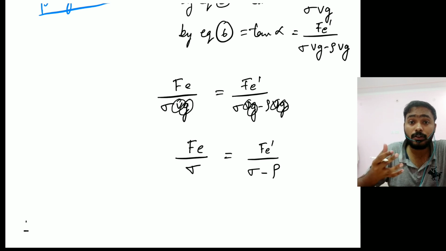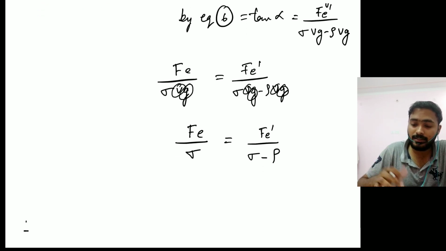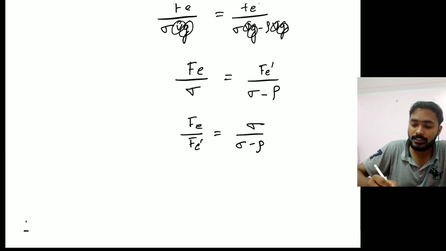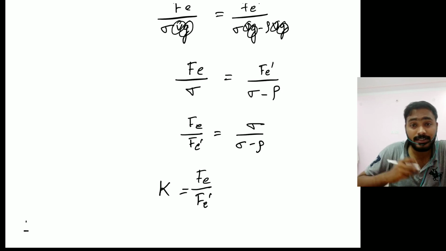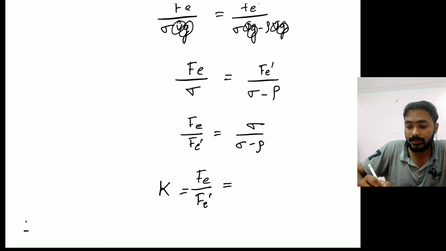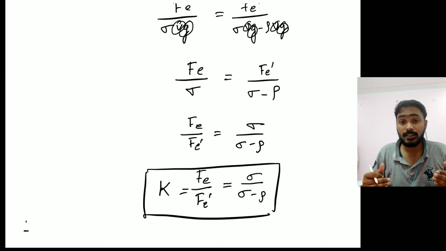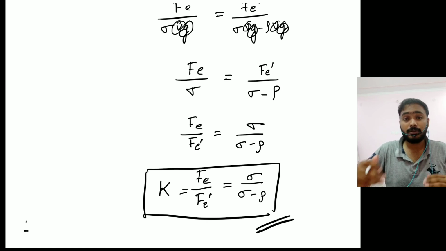Now we have to talk about dielectric constant. So dielectric constant will be simply Fe upon Fe dash, and this will be sigma upon sigma minus rho. So Fe upon Fe dash is actually your dielectric constant K, and that is equal to sigma upon sigma minus rho. So we got dielectric constant in terms of densities of material as well as water. So here is our answer, right?